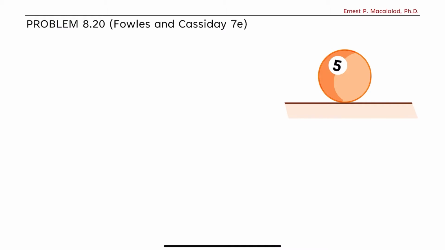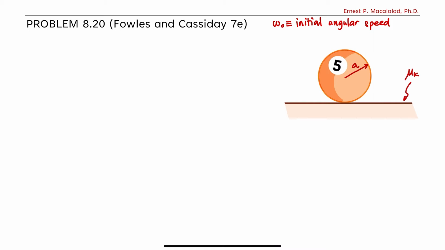Edition. The problem reads: a billiard ball of radius a is initially spinning about a horizontal axis with initial angular speed omega naught and with zero forward speed. If the coefficient of sliding friction between the ball and the billiard table is mu k, find the distance the ball travels before slipping ceases to occur.